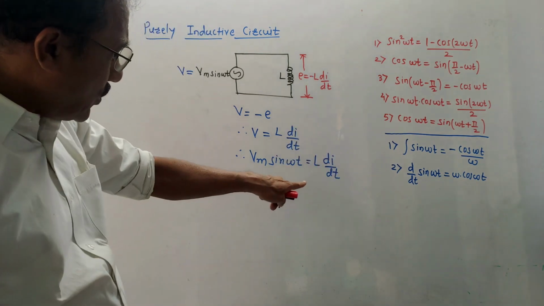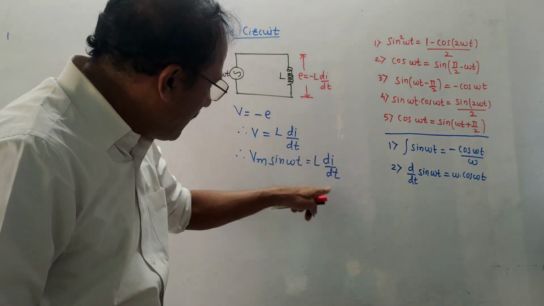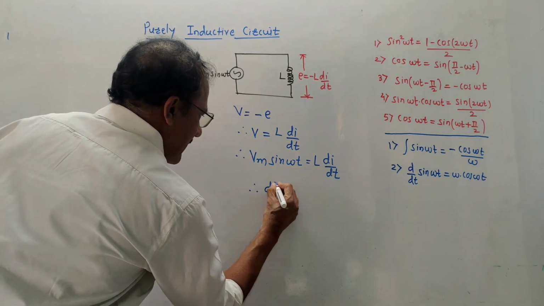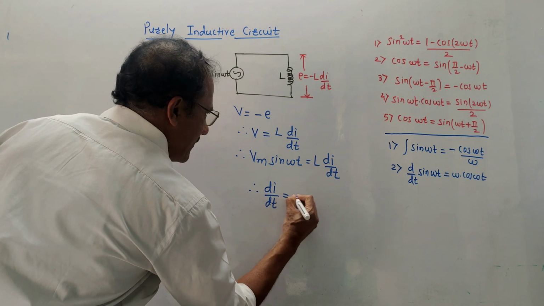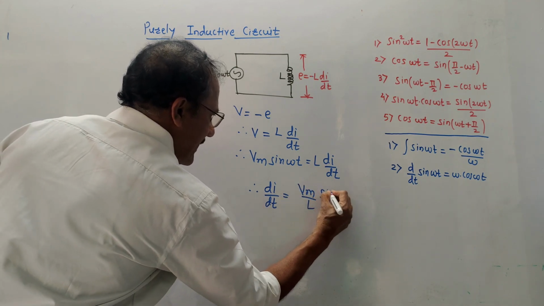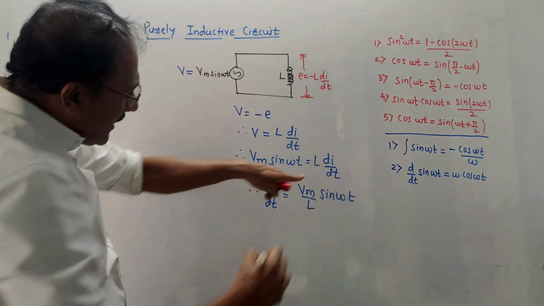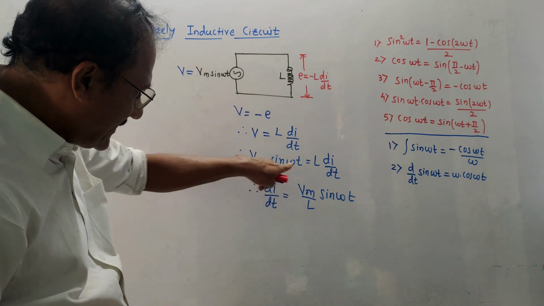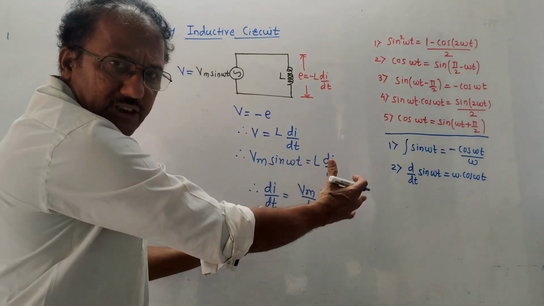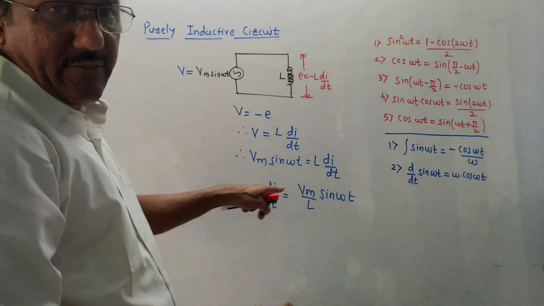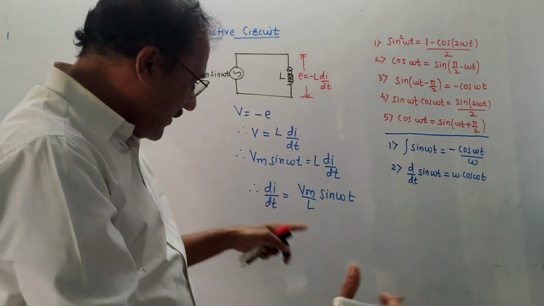What I am supposed to do is obtain the equation of current. So I will rearrange the terms. I will write it like this: di by dt is equal to Vm upon L sine omega t. What I did is transfer this L to the other side, so it becomes Vm upon L sine omega t, and then interchange the LHS and RHS terms. Now this is the equation of di by dt.